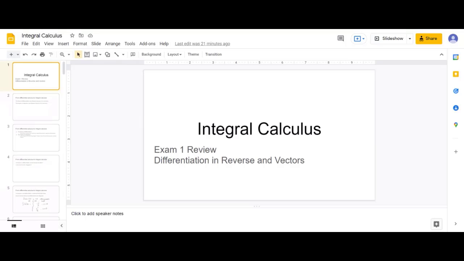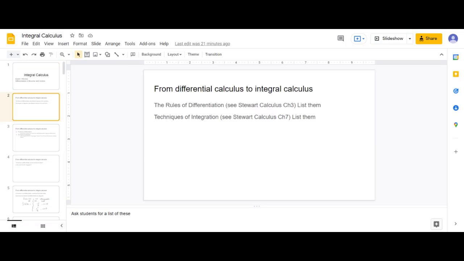Differentiation in reverse is integration, and we're also going to touch on vectors at the end. So if you remember from differential calculus, Math 2413, there were rules of differentiation. This is actually the title for Stewart's Calculus Chapter 3, the rules of differentiation, as opposed to now, where we have techniques of integration.